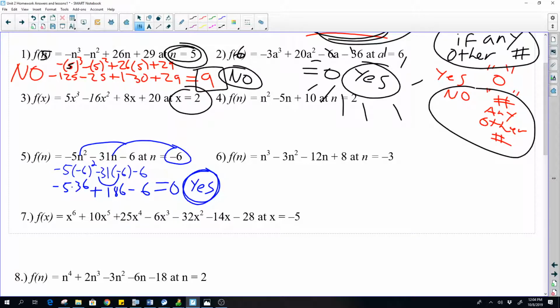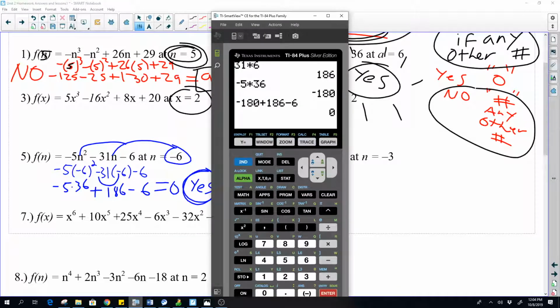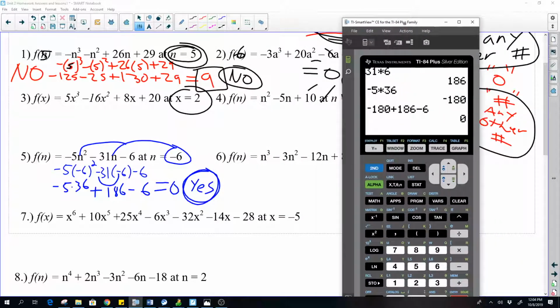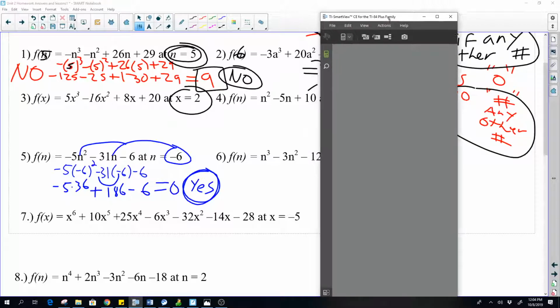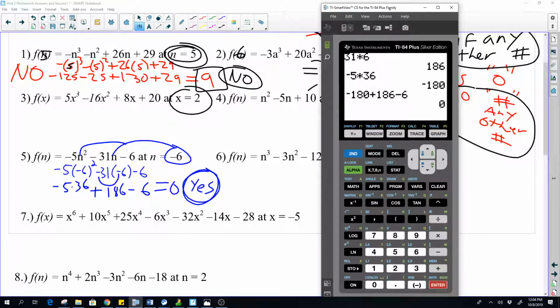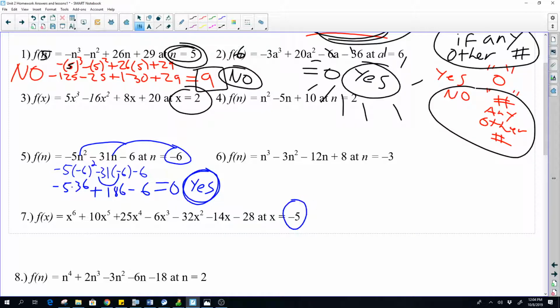Excellent. So if you want to plug it all in your calculator, just do it with lots of parentheses. So we'll try that next with number 7, the super long one. Here we go. Okay, so we're going to carefully now plug in negative 5, right, wherever you see an x. Lots of places.